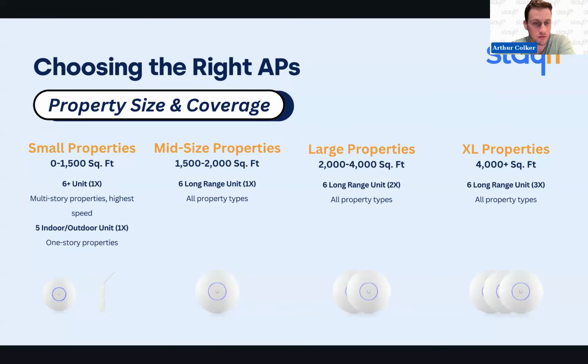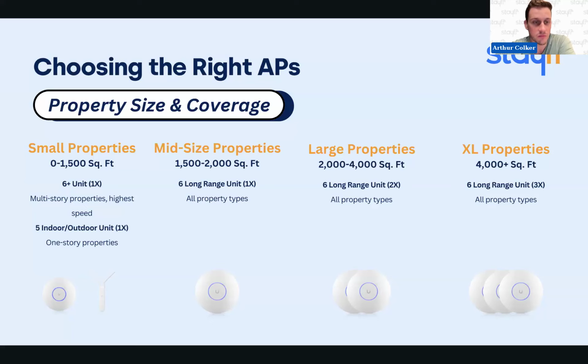On the left here, we have two devices that are good for smaller properties under around 1,500 square feet. One is the 6 Plus, and the other is the Wi-Fi 5 indoor-outdoor unit. Now, the key difference here is the Wi-Fi 5 indoor-outdoor unit is very good at broadcasting horizontally around it, but does not broadcast well vertically. So we only recommend this device for one-story properties, but it is the cheapest device we sell at $99. So it's definitely great for single-story condos or single-story smaller units where you want to buy something that will provide fast Wi-Fi, but at the cheaper end.